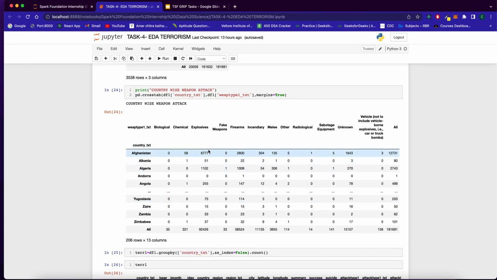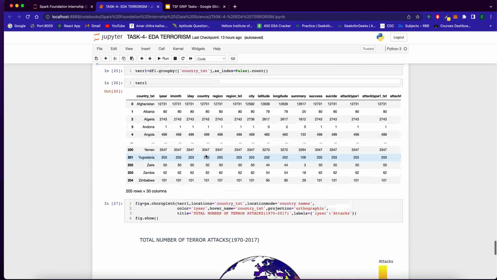In Afghanistan, you could clearly see that mainly explosives were used. This is quite an important factor I could bring to my security councils, that they need to stop it and eradicate the areas from where the explosives come. So that was quite an important thing.